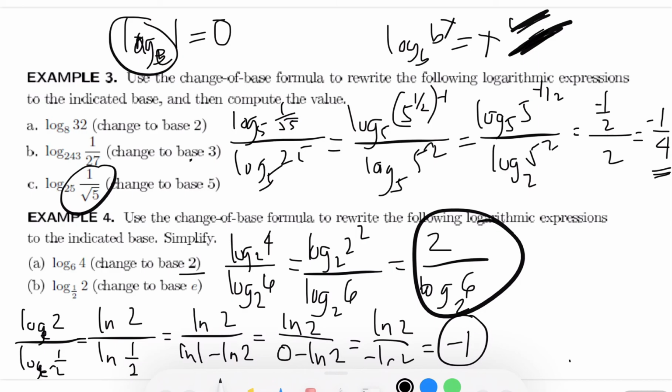So just follow the process. Okay, it's the same process over and over, and do your activity.